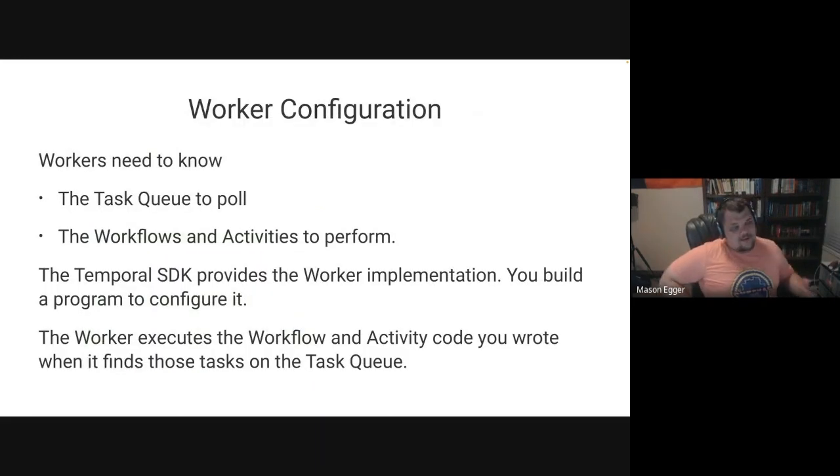So the worker then needs to be configured. The worker needs to know a task queue to poll and the workflows and activities it is allowed to perform. Whenever you configure a worker, they don't just automatically run every activity. You can say, oh no, this worker only runs this activity. One of the really cool features about Temporal is that it's polyglot, which means I can implement a workflow in Java and I can call an activity written in Python. And there's no extra code I have to do about it.